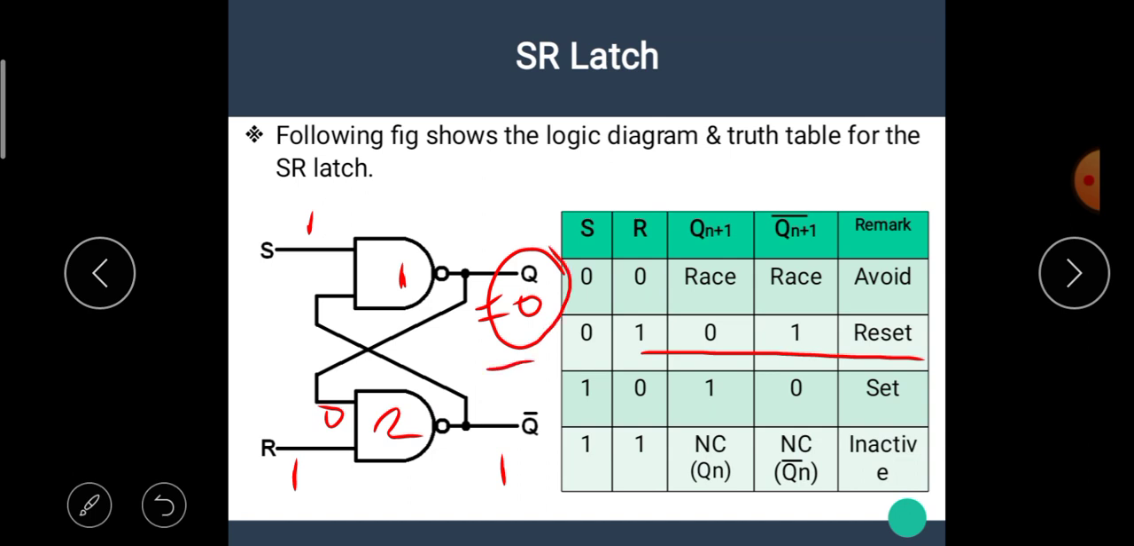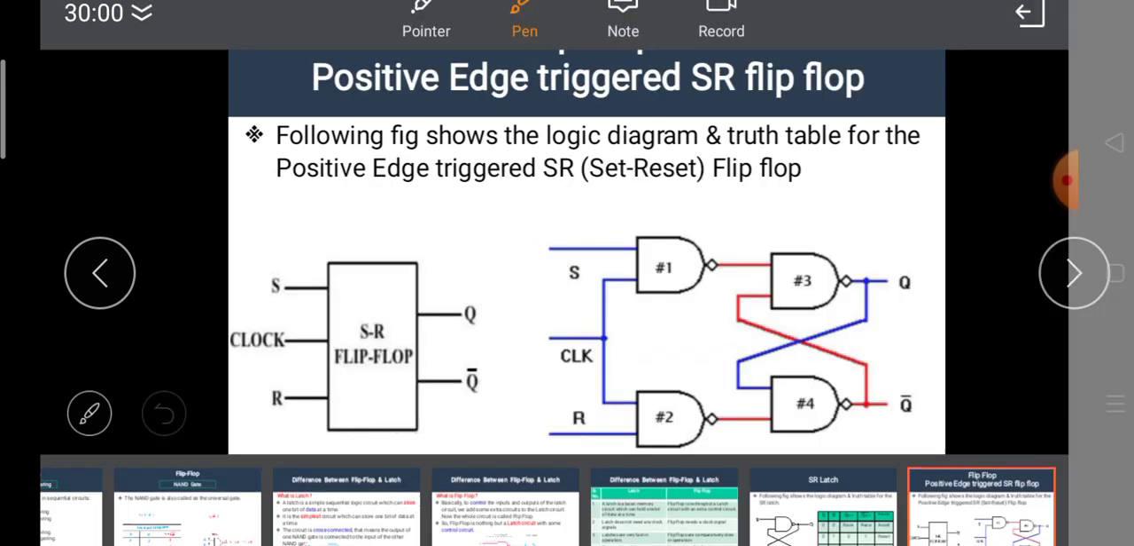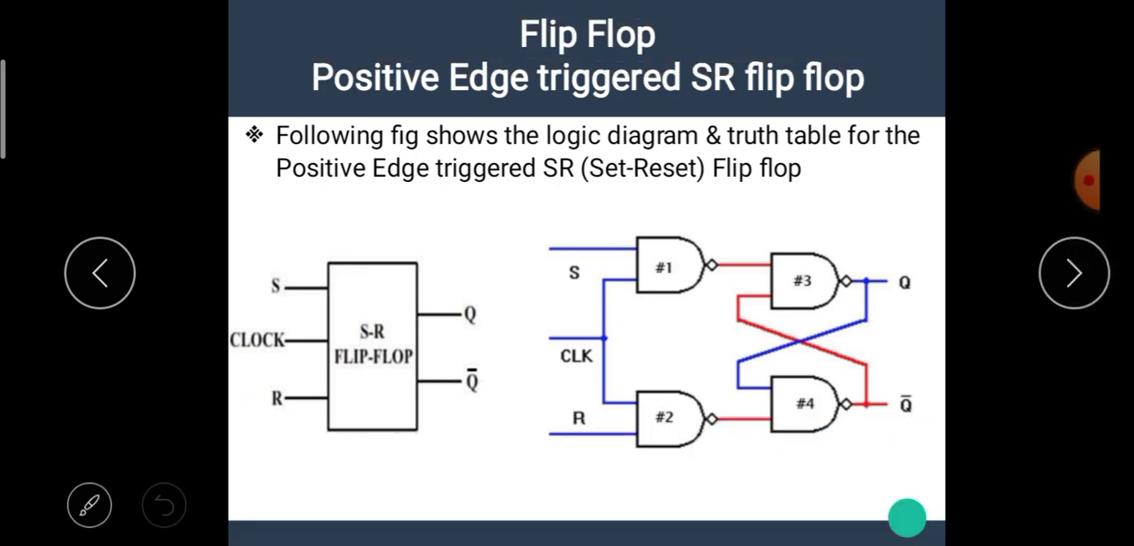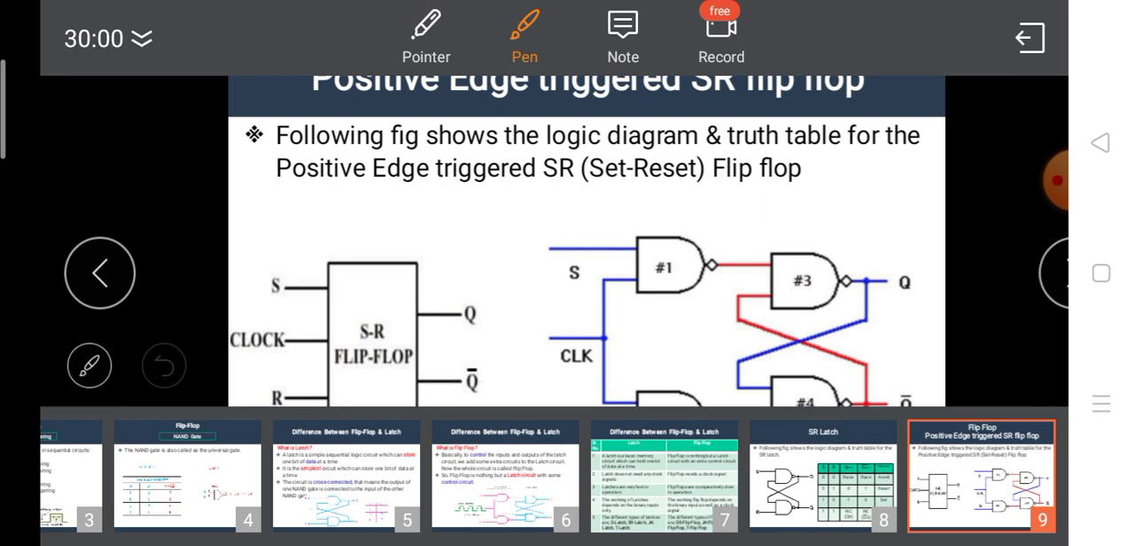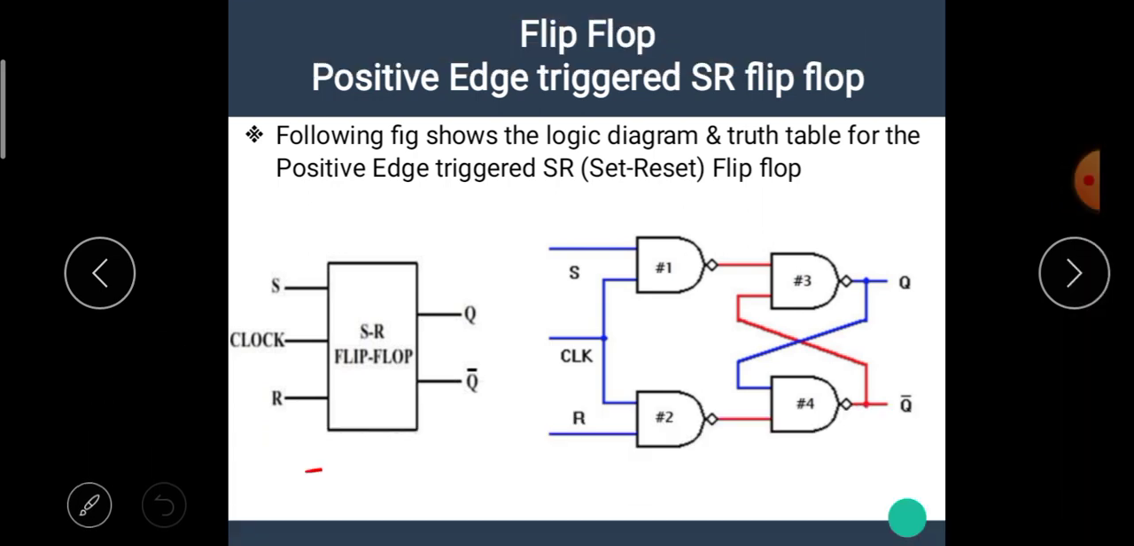I hope you all understand the function of SR latch. Now let's see the edge triggered SR flip flop, or the positive edge triggered SR flip flop. This is the block diagram of positive edge triggered SR flip flop. In this diagram we can say that the flip flop has three inputs S, R and clock, and two outputs Q and Q bar.